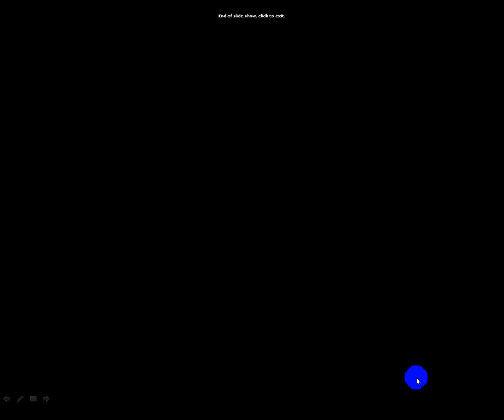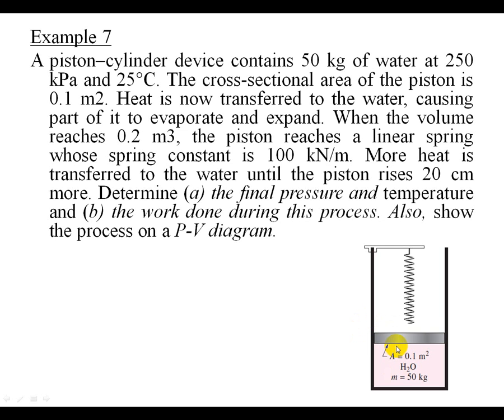Okay, now we have water in this piston cylinder arrangement, and I think it's better to use the PDF to discuss the solution.